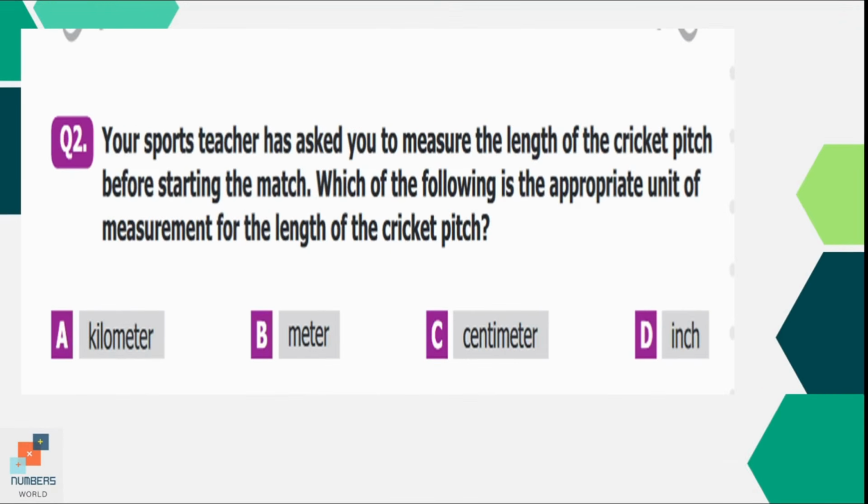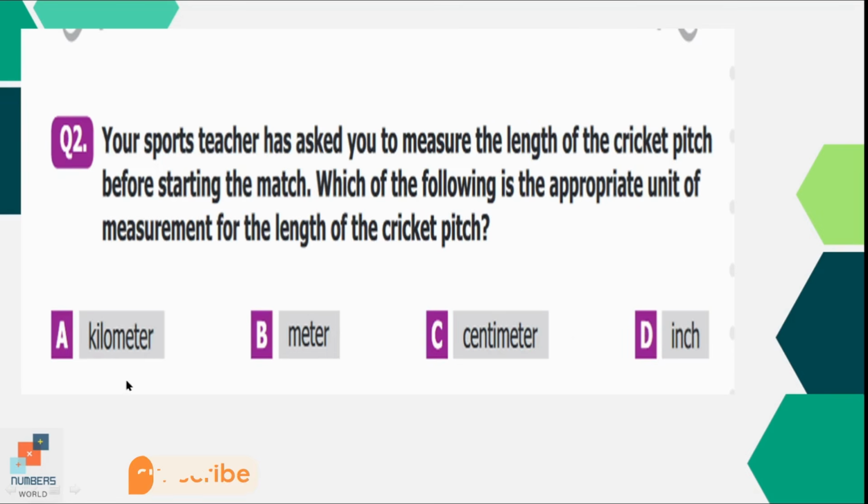Question number 2. Your sports teacher has asked you to measure the length of the cricket pitch before starting the match. Which of the following is the appropriate unit of measurement for the length of the cricket pitch? If we look at option C and D, these are very small units.